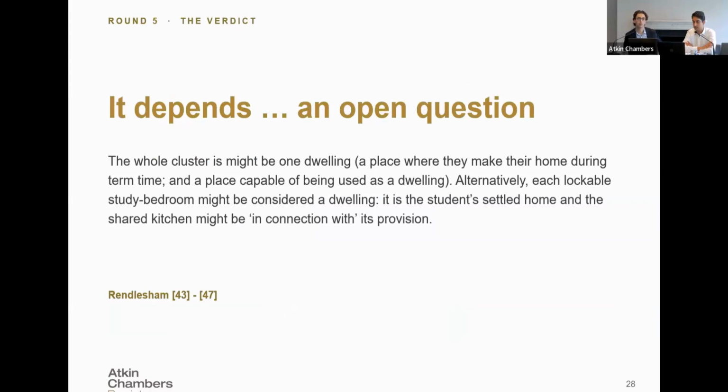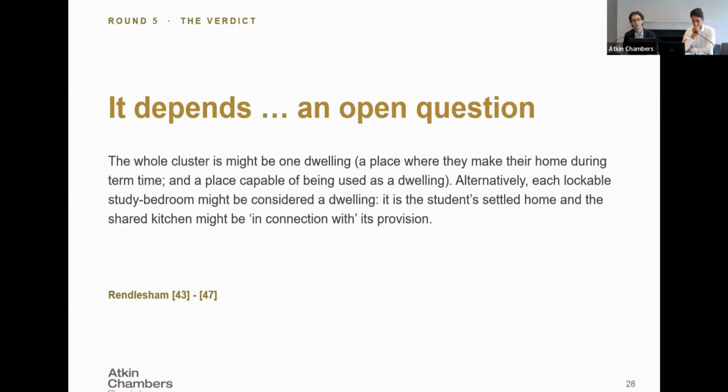It depends. I think there are two analyses. Either you have the whole cluster as a dwelling. It's akin to a household or a home with multiple people living in bedrooms, sharing facilities, even if they lock their own rooms. The dwelling is that entire residential unit. Alternatively, applying Rendlesham, the argument could be made that each individual lockable room is a dwelling itself.